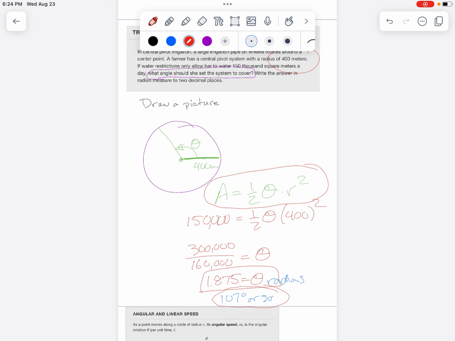So these are some of the examples I wanted to talk about with degrees, radians, and rotations or revolutions, arc length, area of a sector, linear speed, and angular speed. So let me know if there are any questions you have about these.